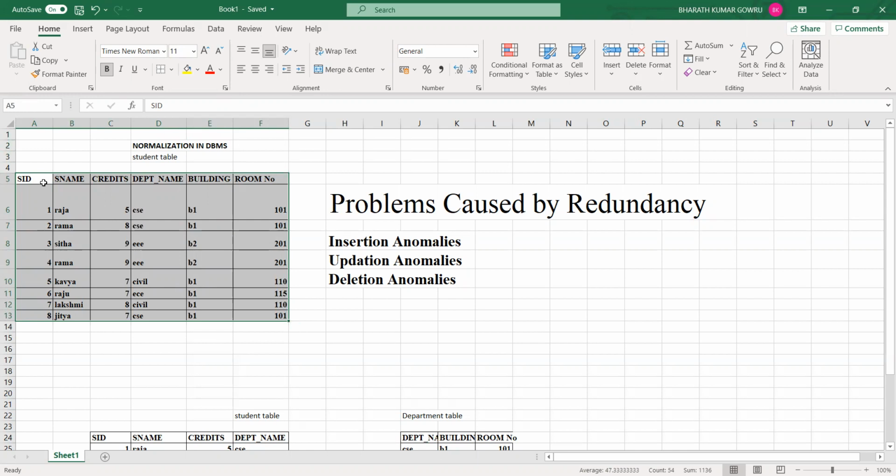In this example, I will consider eight students' information. Here we will consider a student table. The fields are student id, student name, credits, department name, building, room number, like that. First, what are the problems caused by redundancy? We will face three different problems: insertion anomalies, updation anomalies, and deletion anomalies.